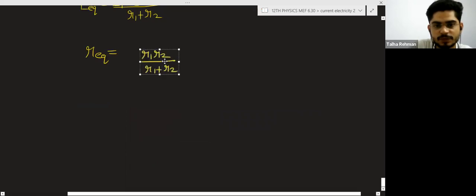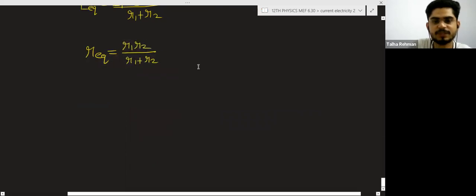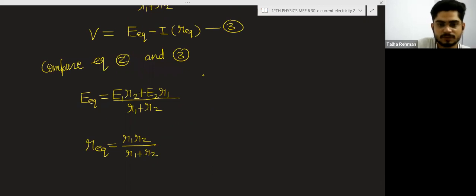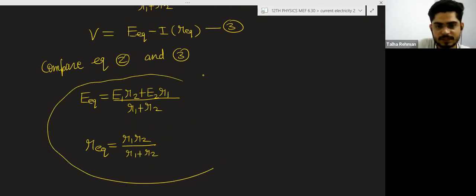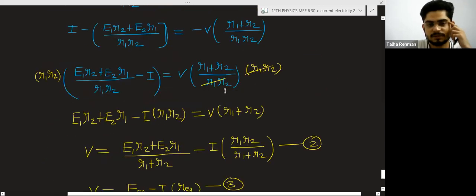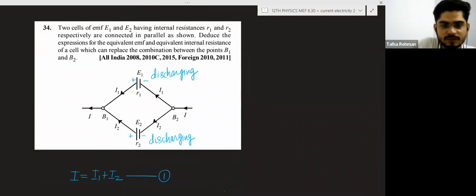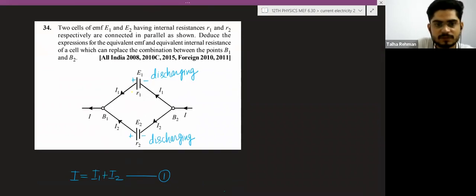This question is based on the calculation. Calculation is lengthy, otherwise this question is easy. So this is your answer. This is the final answer asked in the question. See here, they are asking to deduce the expression for the equivalent EMF and the equivalent internal resistance of a cell which can replace the combination between point V1 and V2.